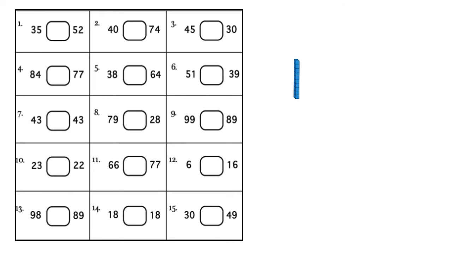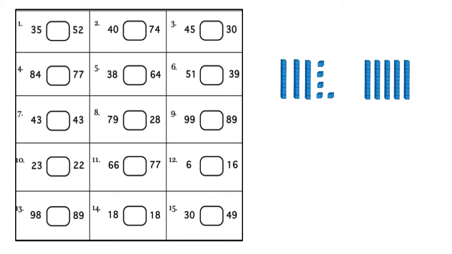When you've done that, I want you to have a go at using the greater than and less than symbols to compare two 2-digit numbers. For example, the first one is 35 and 52. I know that 35 has got 3 tens and 5 ones, and 52 has got 5 tens and 2 ones. So because 52 has got more tens, it must be the greater number. So there we go, I've put my arrow in.